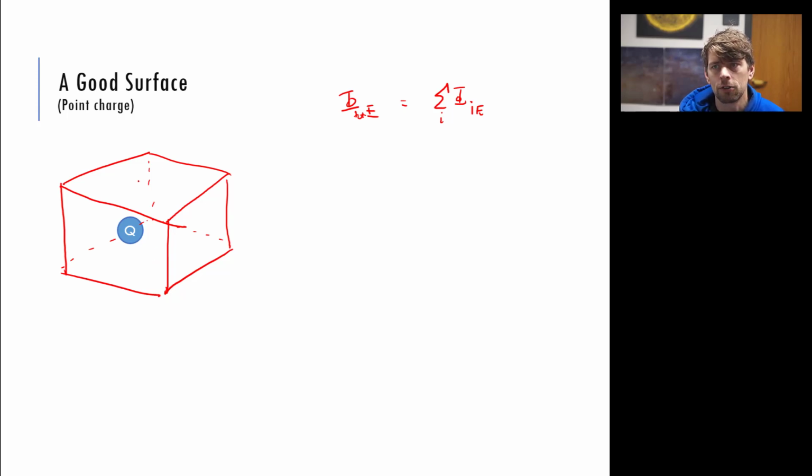Directly above the charge, imagine there's a field point on the top surface. What direction is the electric field pointing? Good, well, I haven't put in a coordinate system, but up. The electric field is pointing up, right here. And that is a small infinitesimal chunk of the surface, so this is a small infinitesimal contribution to the total flux.